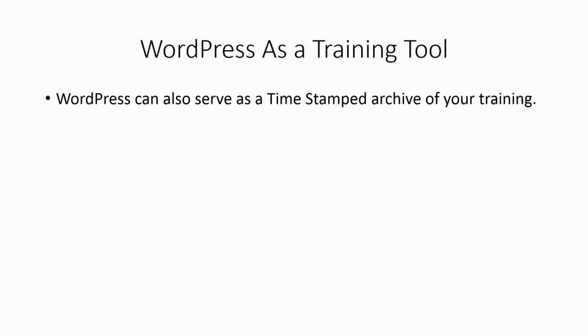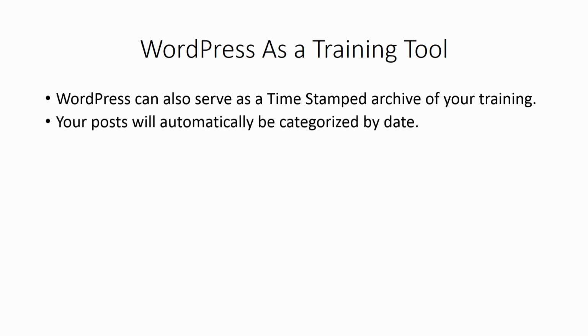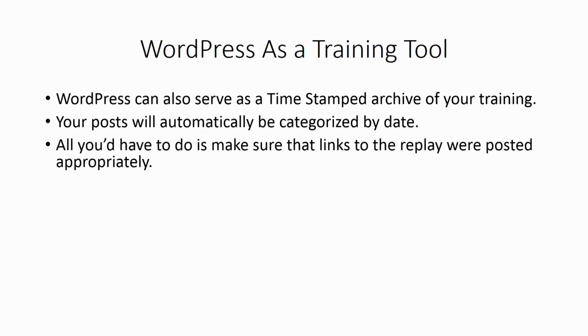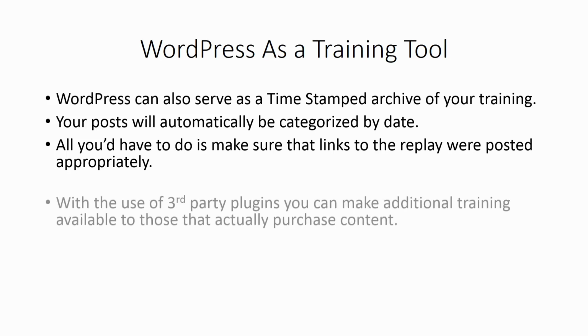Now WordPress can also serve as a time-stamped archive for your training. Your posts will be automatically categorized by date. All you'd have to do is to make sure that links to the replay were posted appropriately.